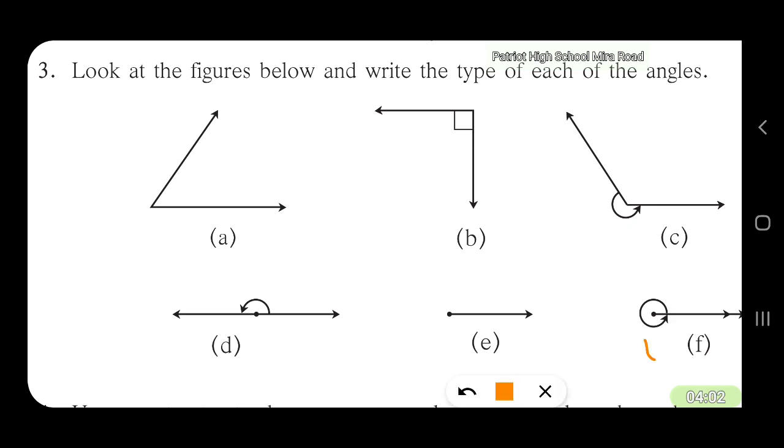Look at the third example. Look at the figures below and write the type of each angle. Now, in case of A, it is less than 90 degrees. If this was the case, then it would have been 90 degrees. But it is less than 90 degrees. So, it is an acute angle.